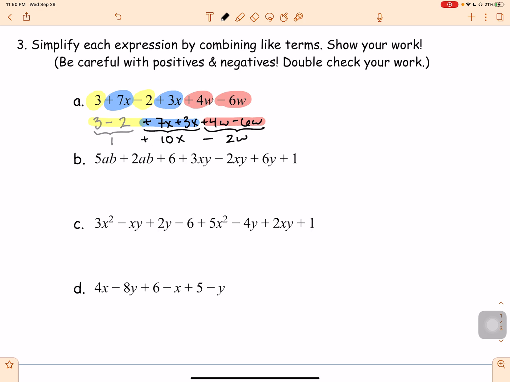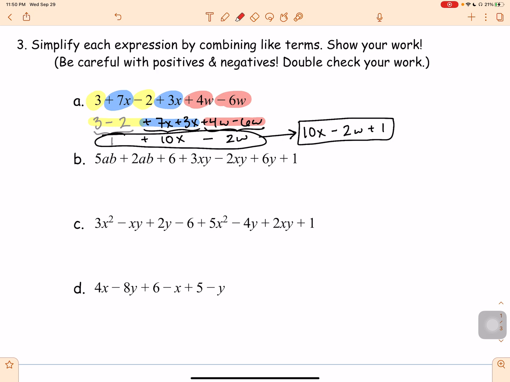Okay, and then to reorder them, you want it to be in alphabetical order. Your answer might appear as this on the test if it doesn't say put it in alphabetical order, or it might automatically put them in alphabetical order. So this one should go 10x minus 2w plus 1 would be the correct order if it was more specific about that. So there you go.